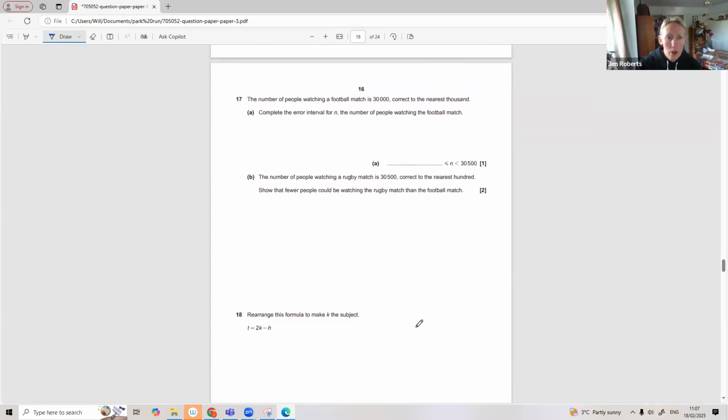Okay, the number of people watching a football match is 30,000 to the nearest 1,000. This is an upper bounds, lower bounds, error interval question. Half of 1,000 is 500. So we add it on to get our upper bound, which they've given you already, 30,500. Take it off to get your lower bound, which would give you 29,500.